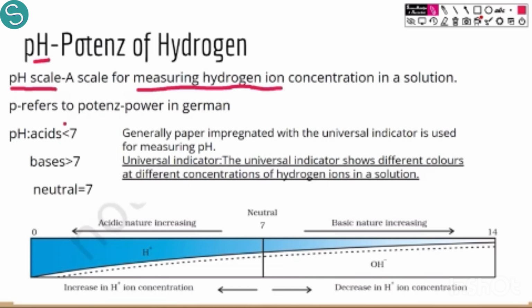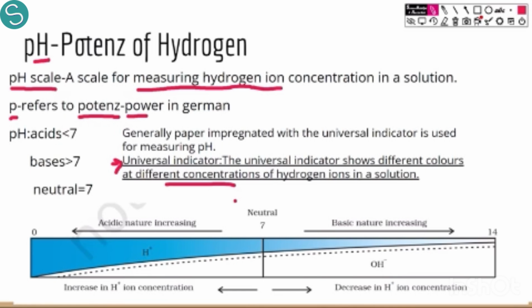The P in pH refers to potens, which is a German word which means power. So it gives us the power of hydrogen or the hydrogen ion concentration. On a pH paper, we apply a universal indicator which tells us whether a substance is acidic or basic in nature. It gives us different colors for different hydrogen ion concentrations.